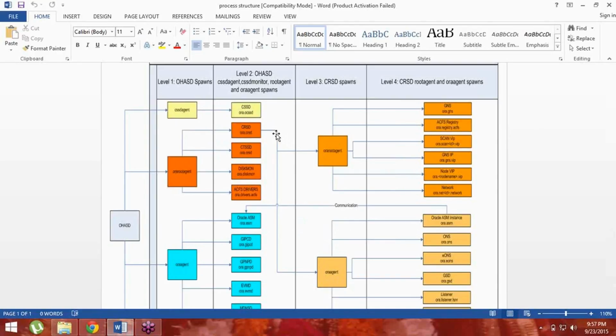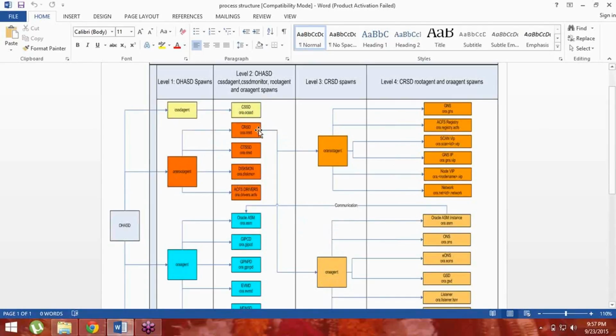Basically, when we say cluster, it's a group of services. Clusterware is a group of multiple services, including the database, ASM, your ACFS drivers, ONS, all that stuff. So that's combinedly called clusterware.